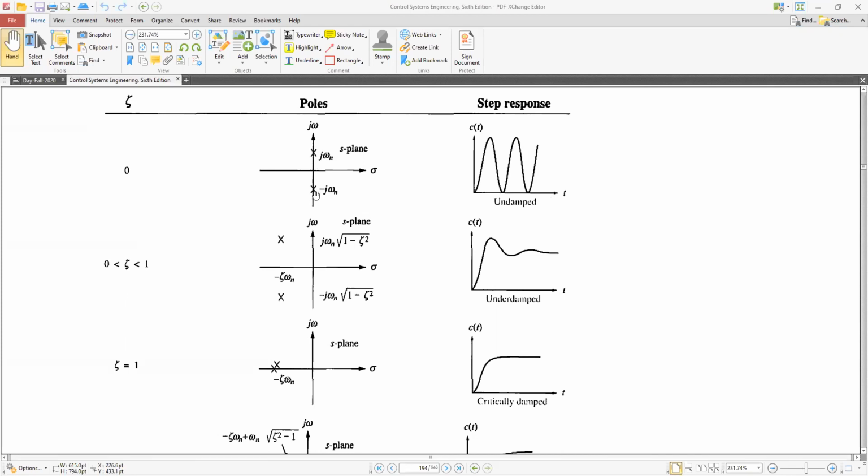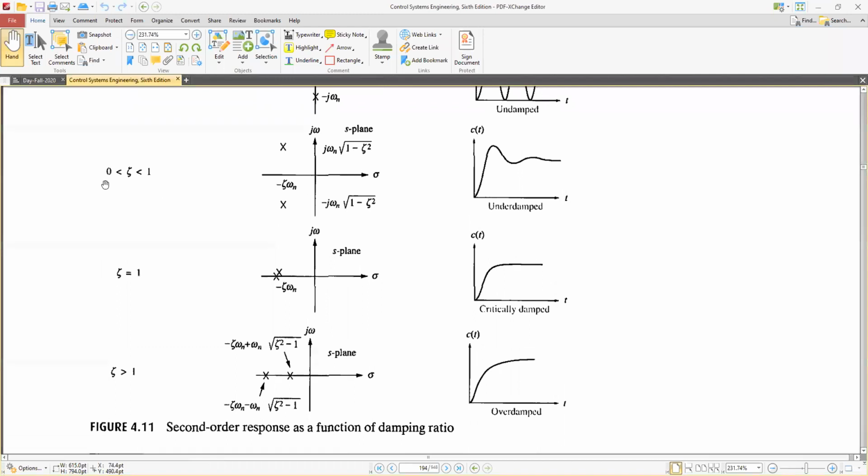The pole would be on the j omega axis. When the zeta value ranges from 0 to 1, the pole would be in this region, and the system is called an underdamped system. And when the zeta value is 1, the pole will be like this, and this is called critically damped. When the zeta value is greater than 1, that is called overdamped.